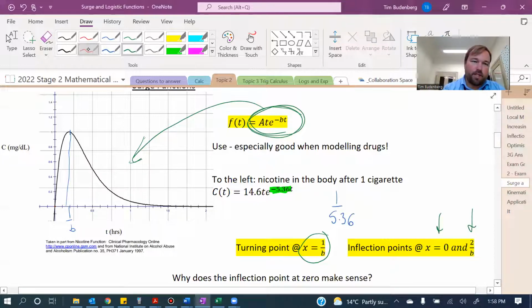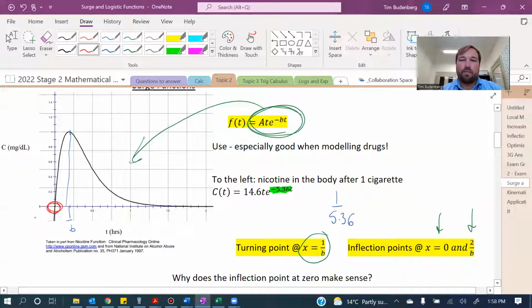X equals 0 is here. That's our first point of inflection, which is where the graph is the steepest. So it's going from concave up, concave down there. That is the steepest portion. It's not immediately obvious on the graph.